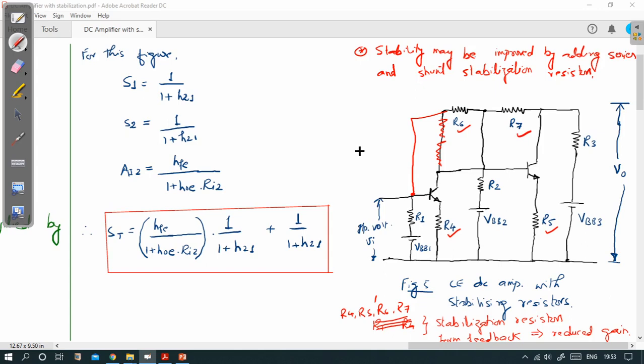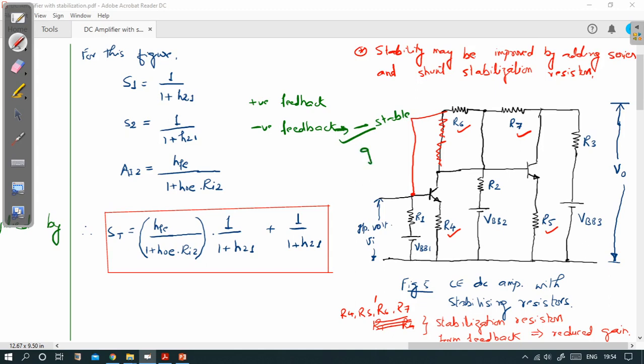Now there are two types of feedback, we know this: positive feedback and negative feedback. And we know which particular kind of feedback is used for making the circuit more stable. This one, negative feedback. So this makes the circuit more stable.